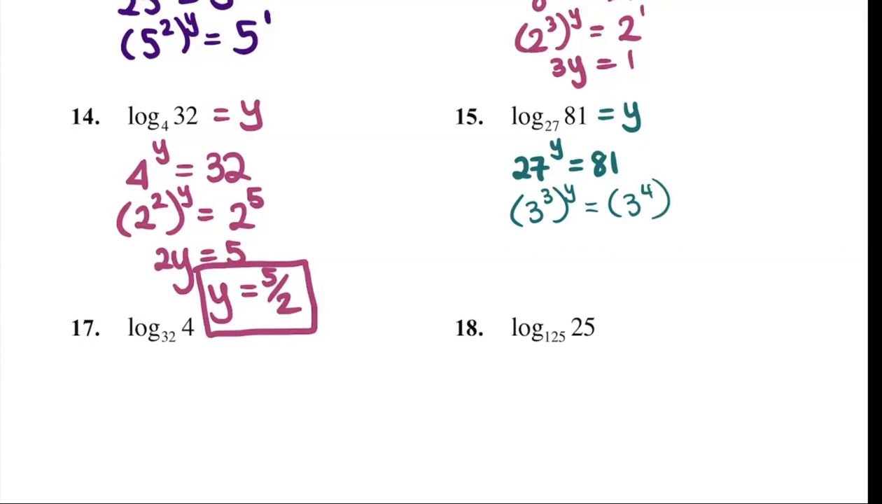Now we have to multiply the y, so it becomes 3 to the 3y equals 3 to the 4. Ooh, so close. Let's look at the exponents now. You have the same base. There you go. The y is equal to? Y equals 4 over 3. There you go. All right. Good job.